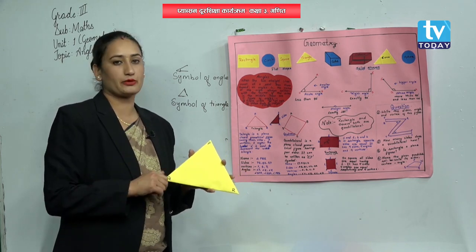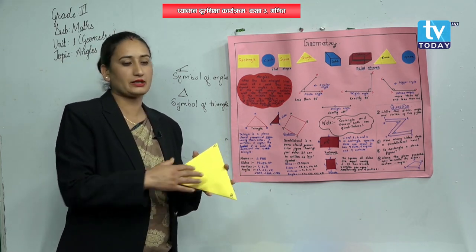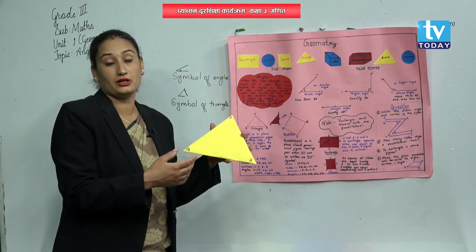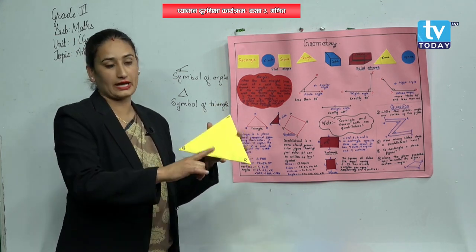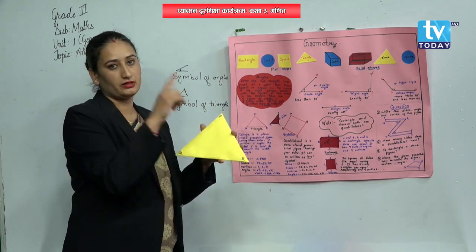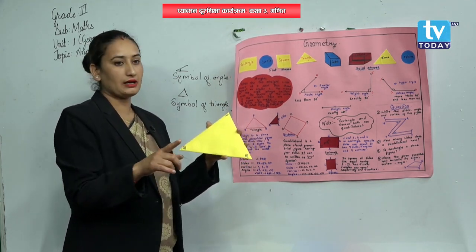Now, you have to write the name of the vertices. If a single one comes, we write vertex. If we see more vertices over here, then we write vertices. Now vertices, how to write? P, comma, Q, comma, and R.